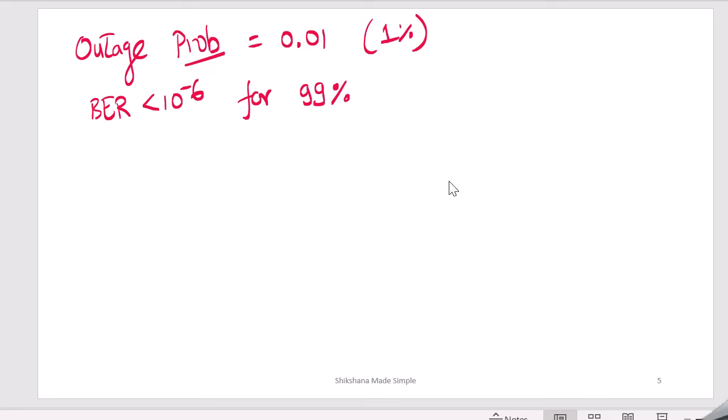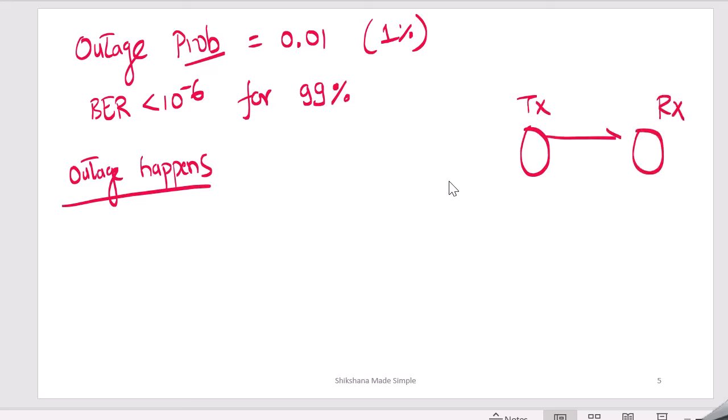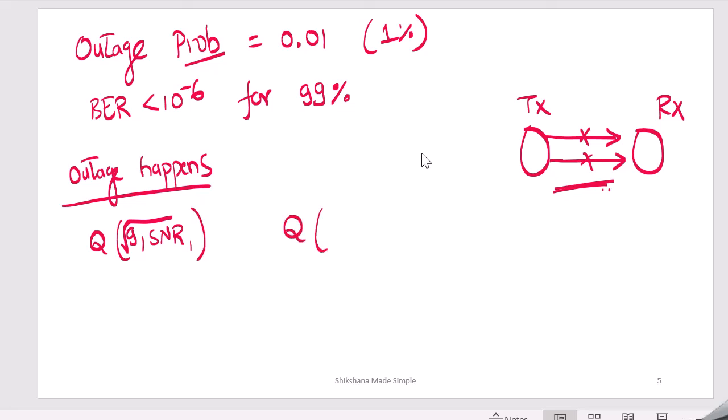For outage to happen, let's say outage happens when you have TX and when you have RX, and we saw that there are two links. So when both links go down, then the outage happens, right? Which means the probability of square root of G1 into SNR1, and for the second link, we have G2 into SNR2.